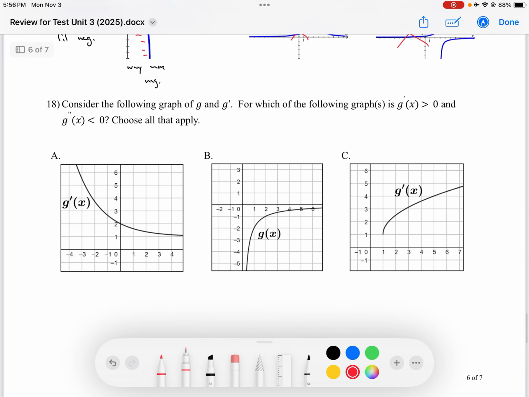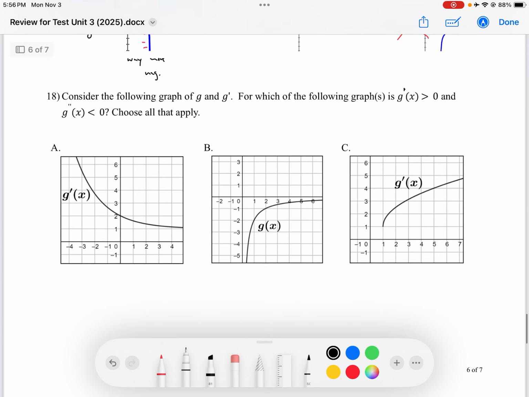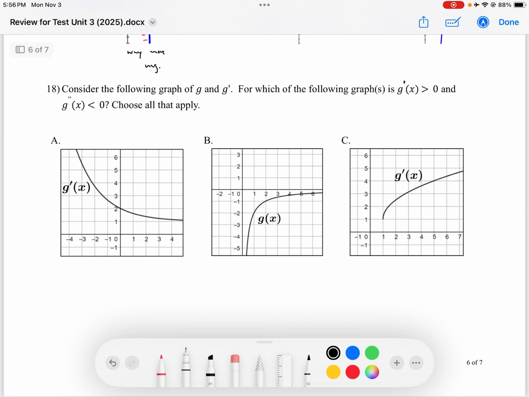Consider the following graphs of G and G prime. For which of the following graphs is G prime greater than 0 and G double prime greater than 0? Okay. Choose all that apply.